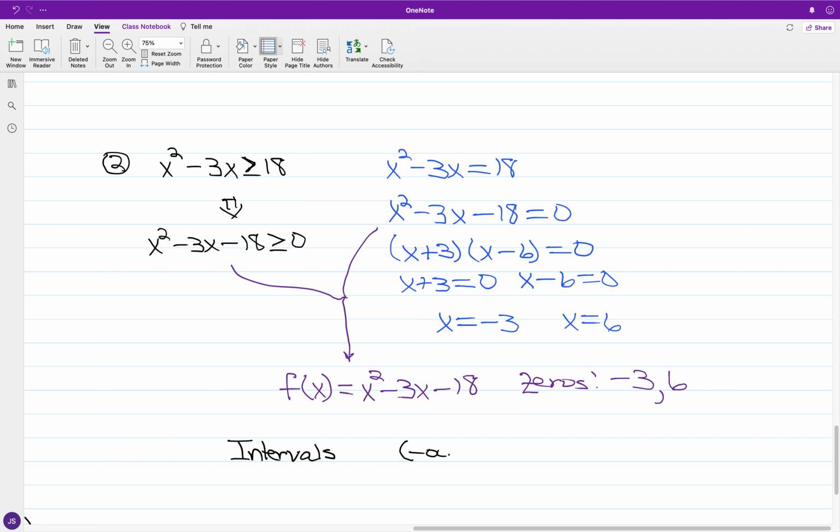Working around the real number system, we'll start out with those values of x less than -3. Then we have those values greater than -3 and less than 6. And then we have those values of x which will be greater than 6.